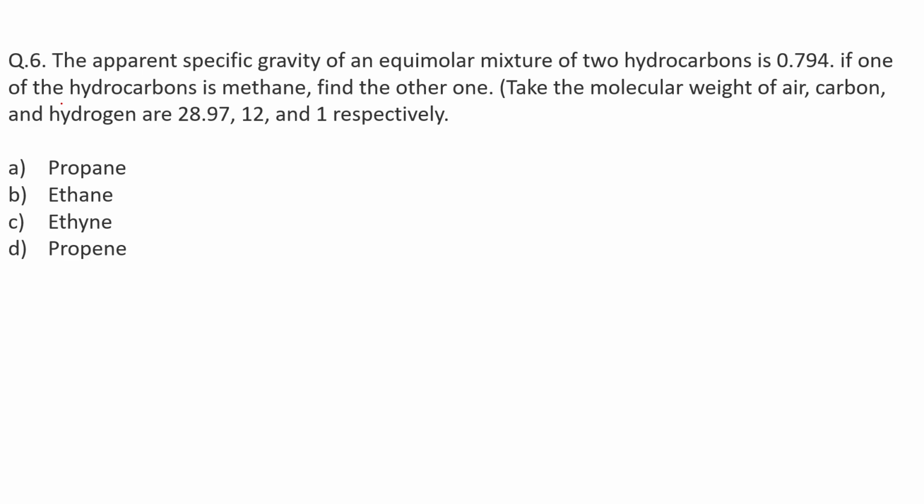It is saying that we have two hydrocarbons and the apparent specific gravity of these two hydrocarbons is 0.794. So we already know the specific gravity. They are in an equimolar mixture, so half of the mixture is one hydrocarbon and half is the other one. It is given that one of the hydrocarbons is methane. The other one is what we have to find out. We take the molecular weight of air as 28.97, that of carbon as 12, and hydrogen as 1.